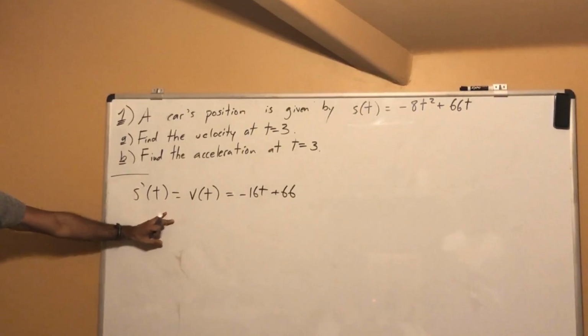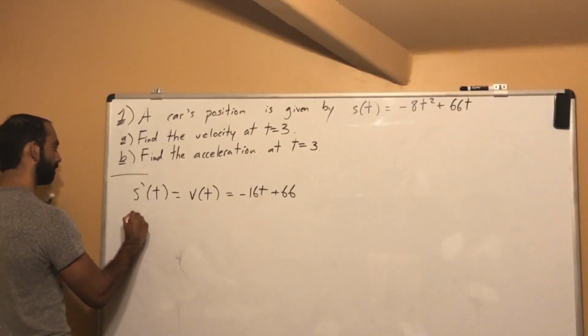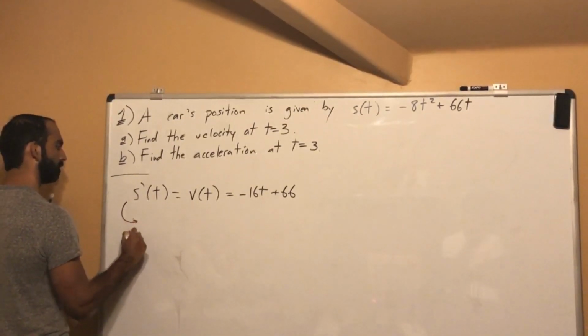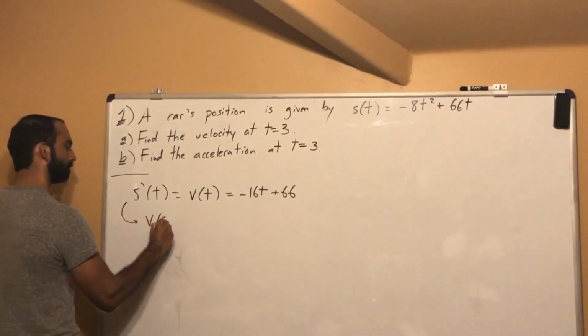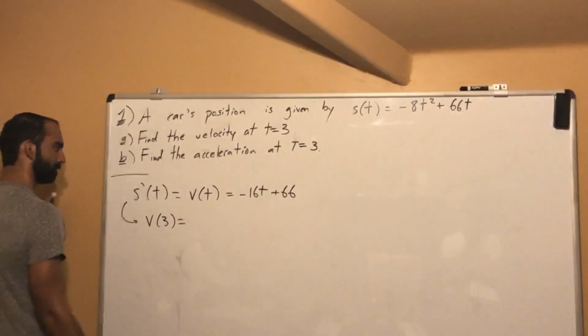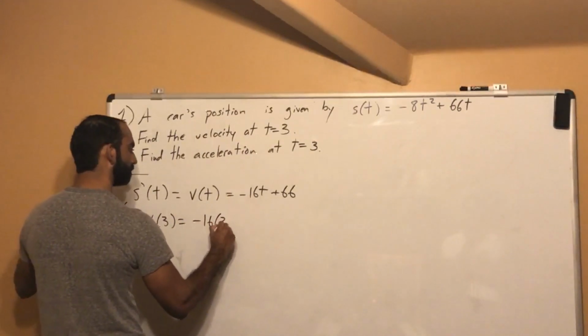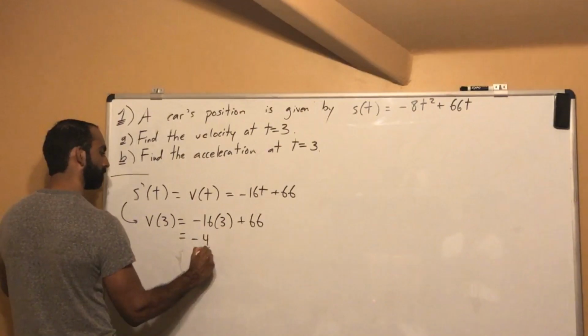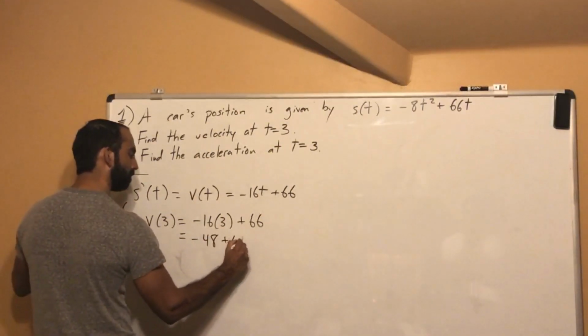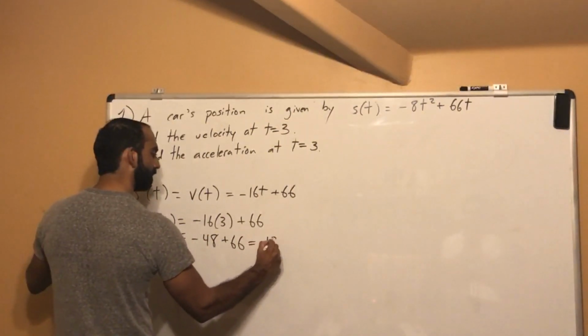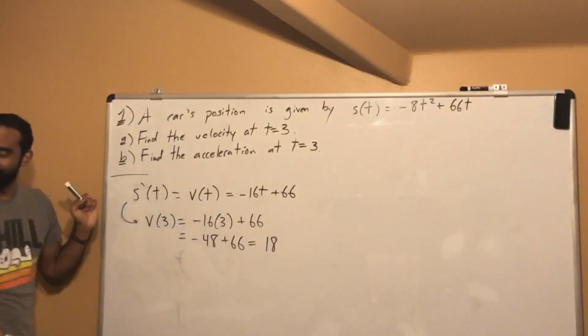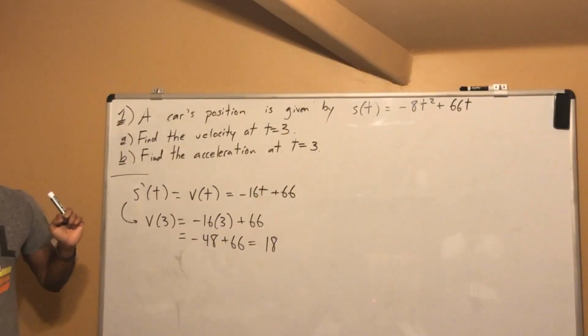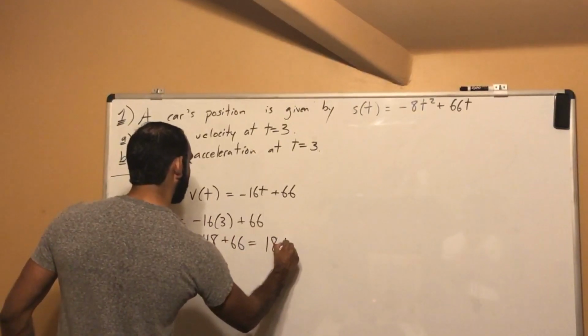So for this particular point in time, what do you do? We have to solve for v of 3, so we put 3 in for t, so that'd be negative 16 times 3, negative 48, plus 66, and that equals negative 48 plus 66, and I believe that's 18 meters a second. That's what I thought. You concur in the corner? Okay, cool. Positive 18 meters a second.